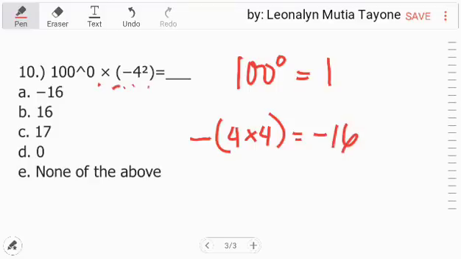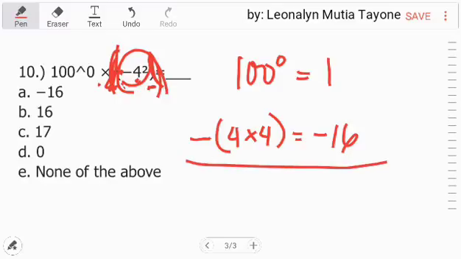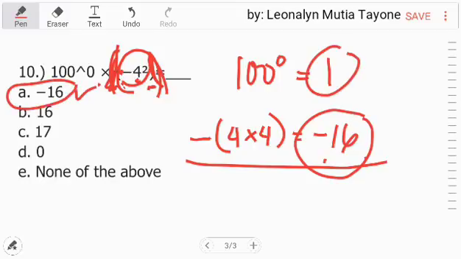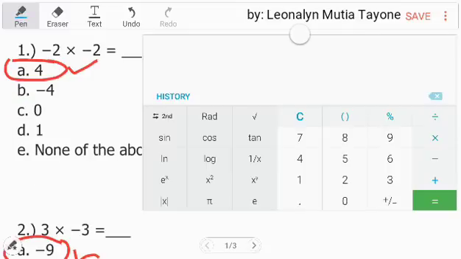Observe the parenthesis. The parenthesis is outside. So, whether it is outside or there is no parenthesis, it is the same: negative 4 raised to 2. What is raised is only the 4 and not the negative. So, the answer there is negative 16. Negative 16 times 1 is equal to negative 16. Letter A.